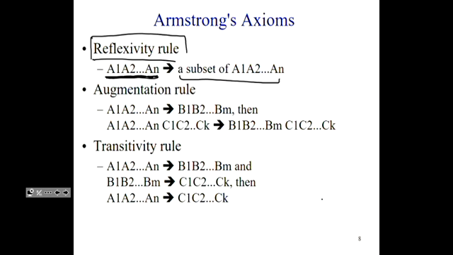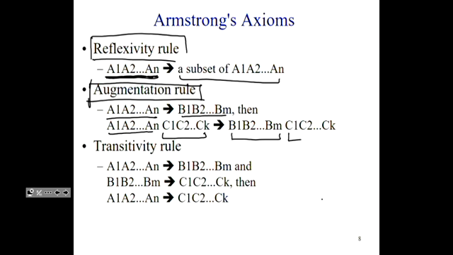Okay. Augmentation rule, the second rule, basically says I can tack on stuff on the left hand side and on the right hand side and it'll still hold. So if I have A1 through AN implies B1 through BM, then A1 through AN plus C1 through CK implies B1 through BM plus C1 through CK. So I've added the same thing on the left hand side and the right hand side. Once again, this holds. Why? We can argue this because if two tuples have the same set of values for A1 through AN, then they have the same values for B1 through BM.